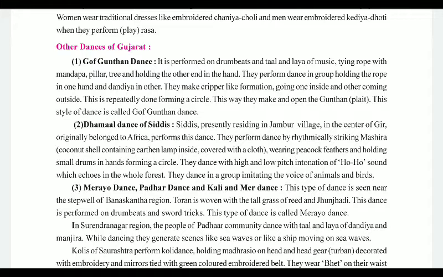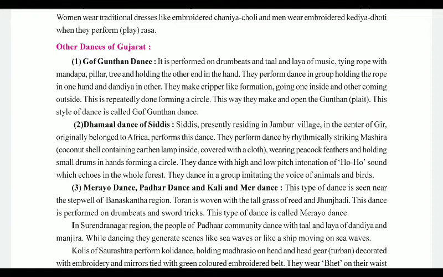and the tal and lay of music, tying a rope to the mandap pillars and trees and holding the other end in the hand. They perform a dance in a group, holding the rope in one hand and a dandiya in the other. They make creeper-like formations, going inside and coming outside. This is repeatedly done, forming circles, and this way they make the weave of a gunthan. This style of dance is called the Gof Gunthan dance.